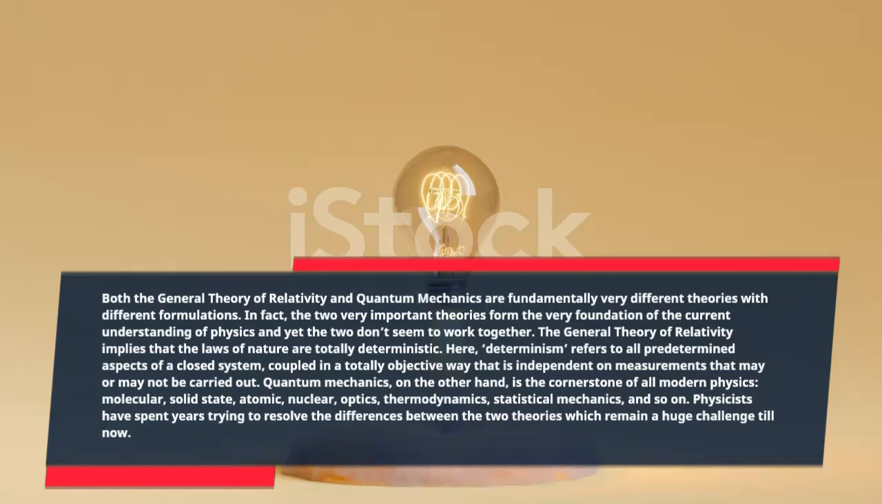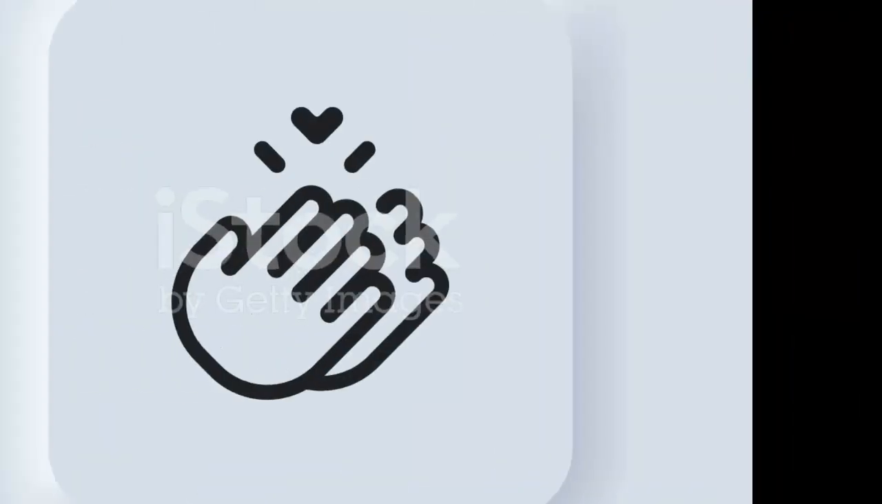Quantum mechanics, on the other hand, is the cornerstone of all modern physics: molecular, solid state, atomic, nuclear, optics, thermodynamics, statistical mechanics, and so on. Physicists have spent years trying to resolve the differences between the two theories, which remain a huge challenge till now.